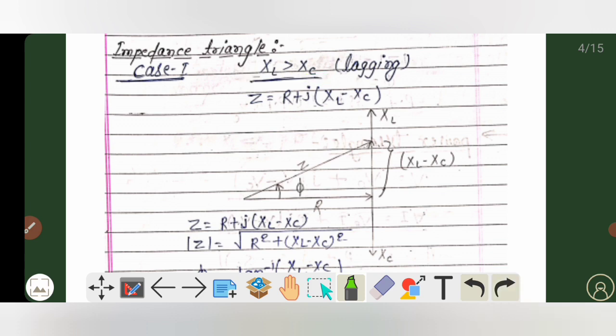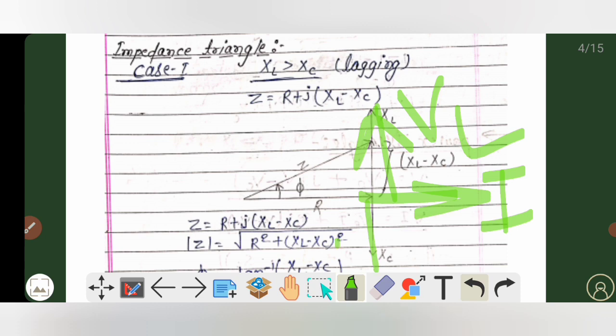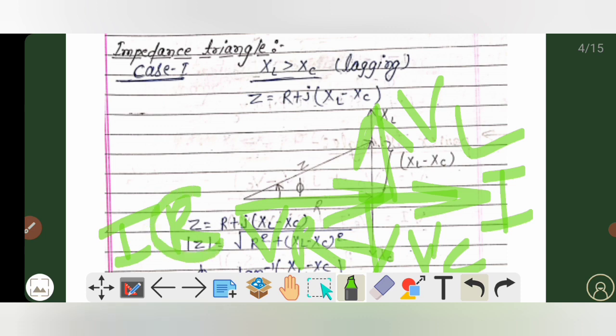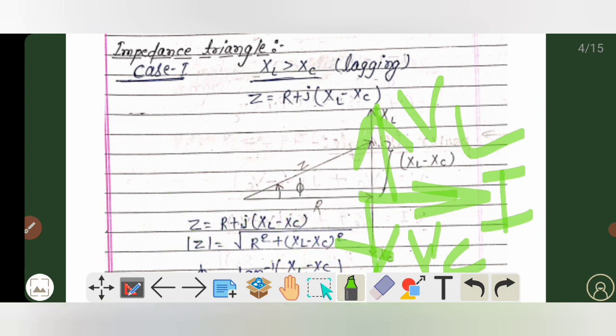In the same way, in the previous phasor diagram, you have drawn that this is basically our current I, and this was our voltage VL, this was our VC, and this was our VR. Now from here VR is equal to I into R, so we will take resistor R on the horizontal axis.